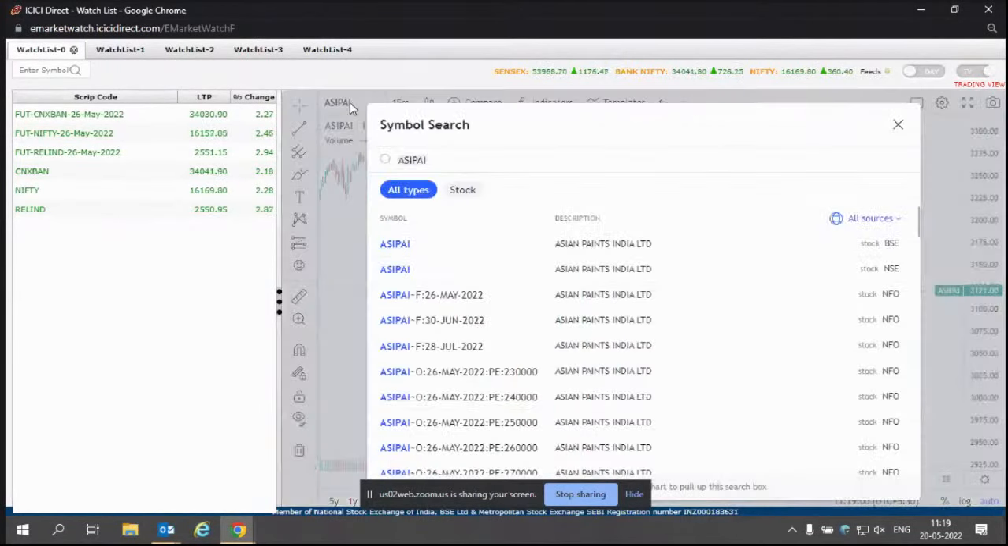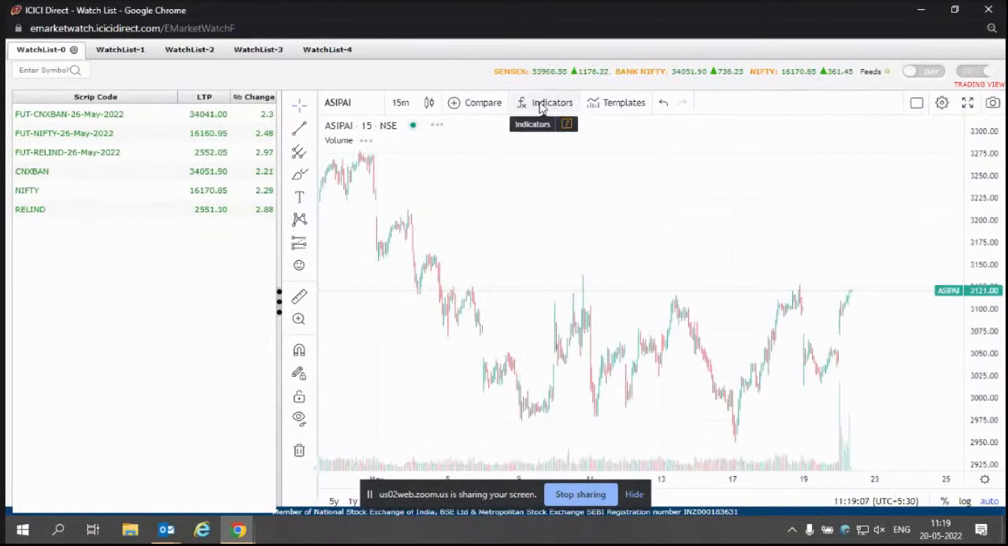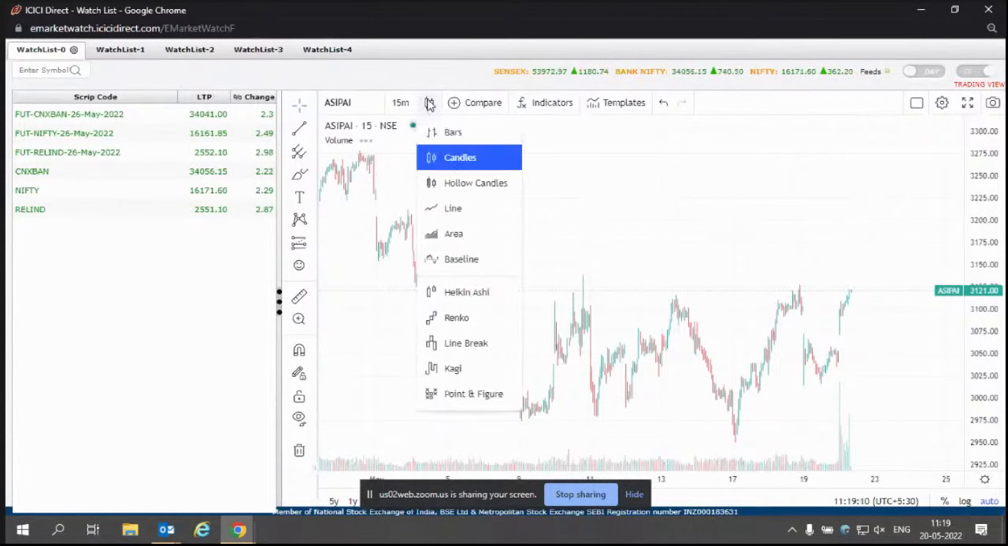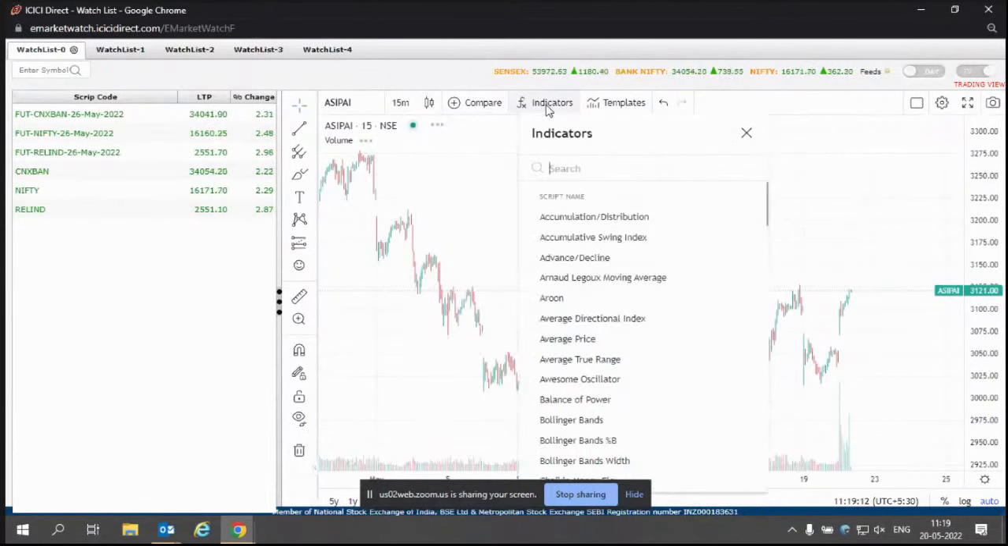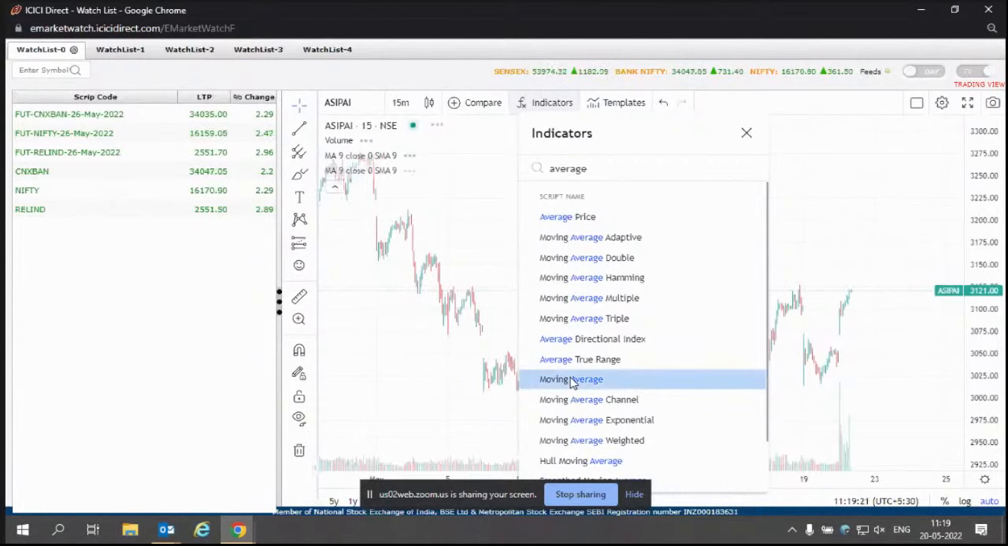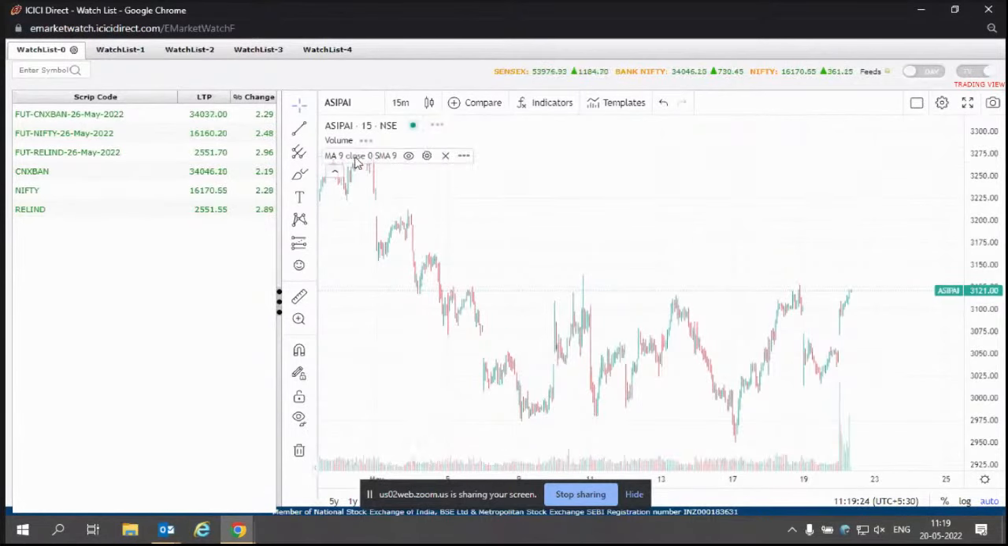Apart from that, let us move into the studies part again. Now, coming to daily indicators, the first one is the moving average. Now, moving average is a widely used technical indicator that smoothens out the price trend by filtering out the noise from random short-term price fluctuations.